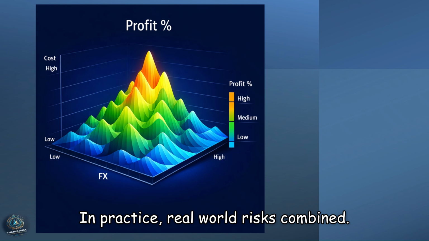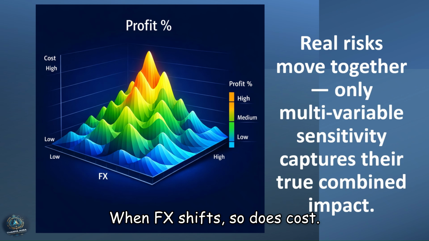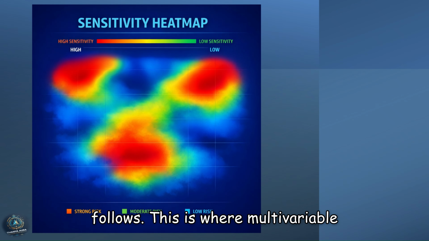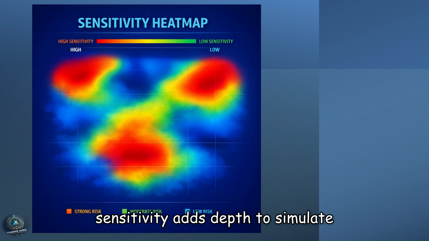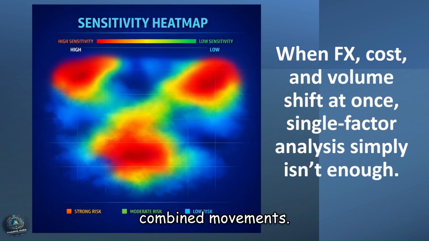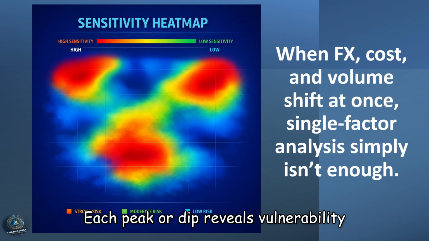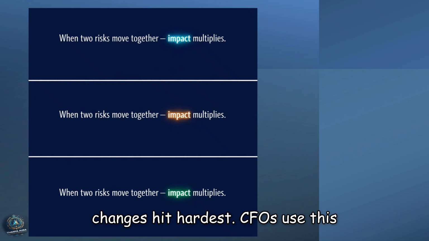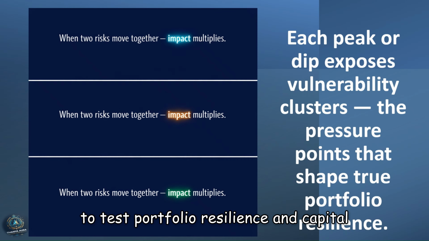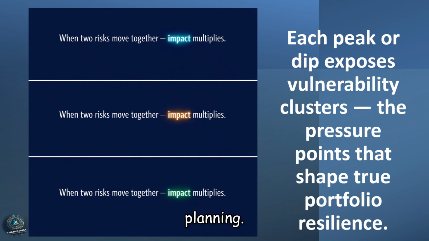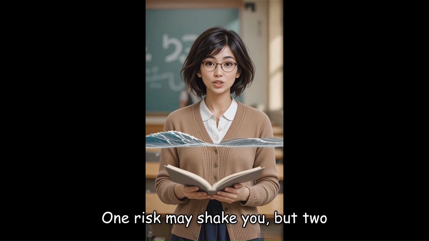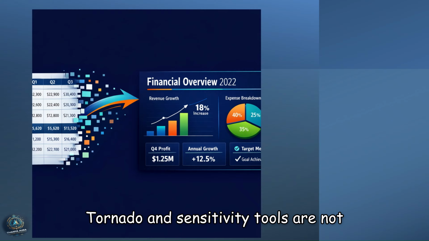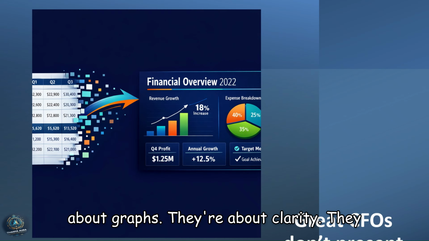In practice, real-world risks combine. When FX shifts, so does cost. When volume rises, working capital follows. This is where multivariable sensitivity adds depth to simulate combined movements. Each peak or dip reveals vulnerability clusters, areas where simultaneous changes hit hardest. CFOs use this to test portfolio resilience and capital planning. One risk may shake you, but two together can break you.